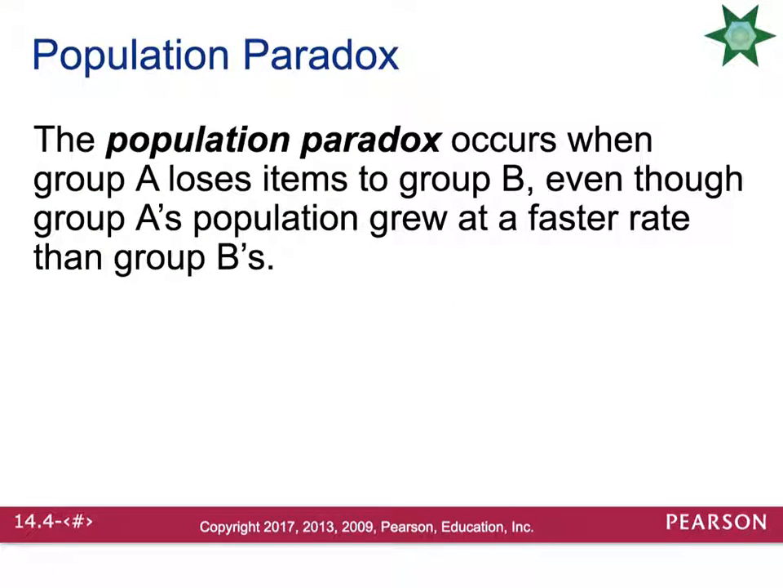Next is the population paradox. The population paradox occurs when group A loses items to group B even though group A's population grew at a faster rate than group B's. This was first discovered in the early 1900s using Hamilton's method. At the time, Virginia lost a seat in the House of Representatives while Maine gained a seat, even though Virginia's population was growing at a much faster rate than Maine's population. So this is why it's called the population paradox.